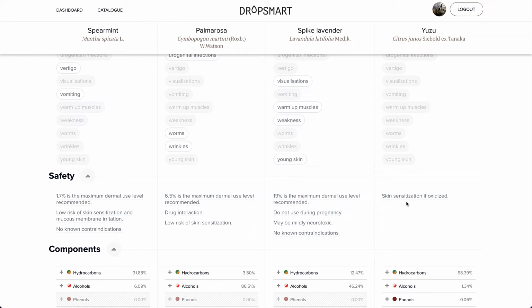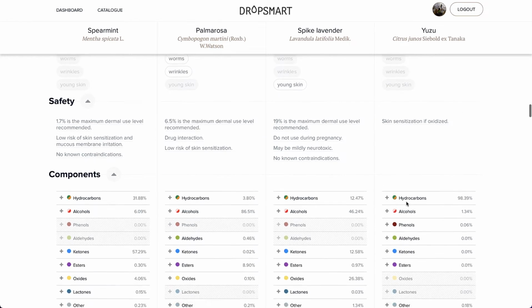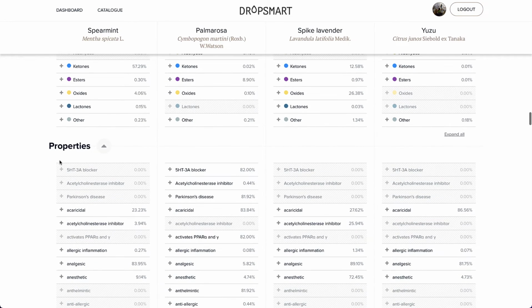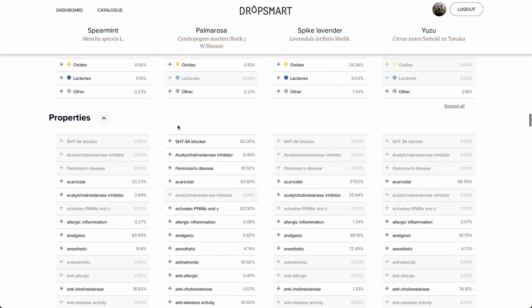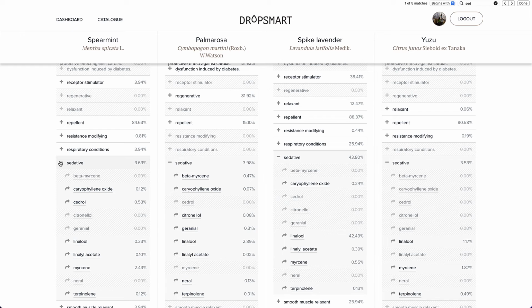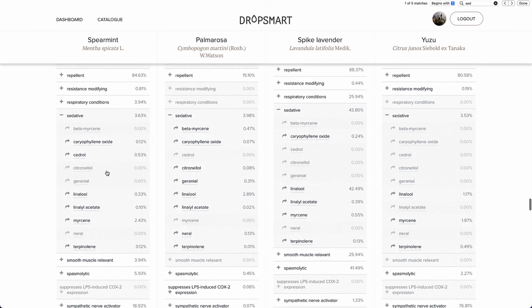That might make up your mind at the end, but what I really want to show you today is the chemistry. So up to here, you probably got familiar with this tool, but if you scroll down past the chemical components, you have properties of the chemical components. And let me tell you another trick. If you press Command F, you can search for things. So here I'm searching for sedative, for example. And as you see, all four of these have chemical constituents that have sedative properties.